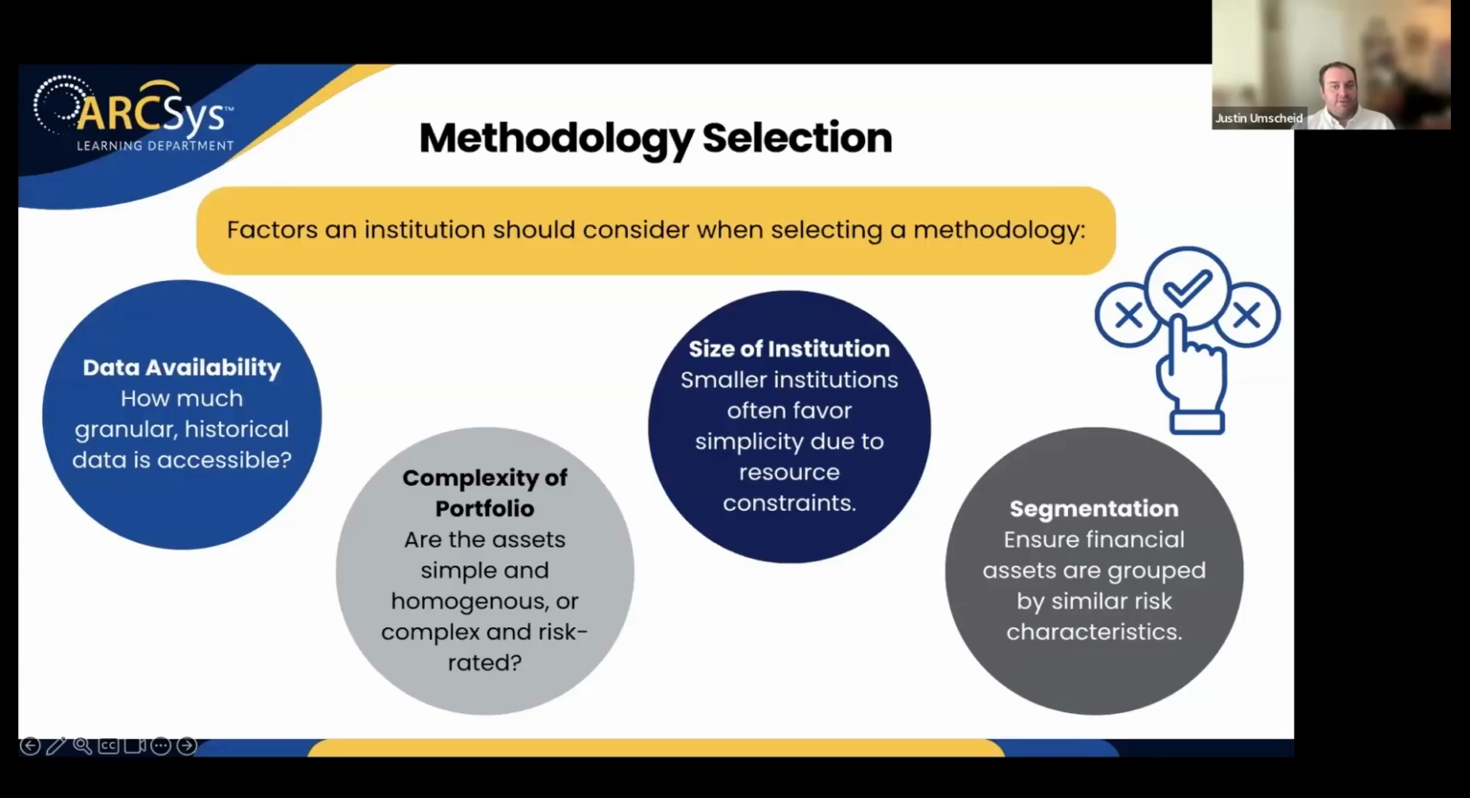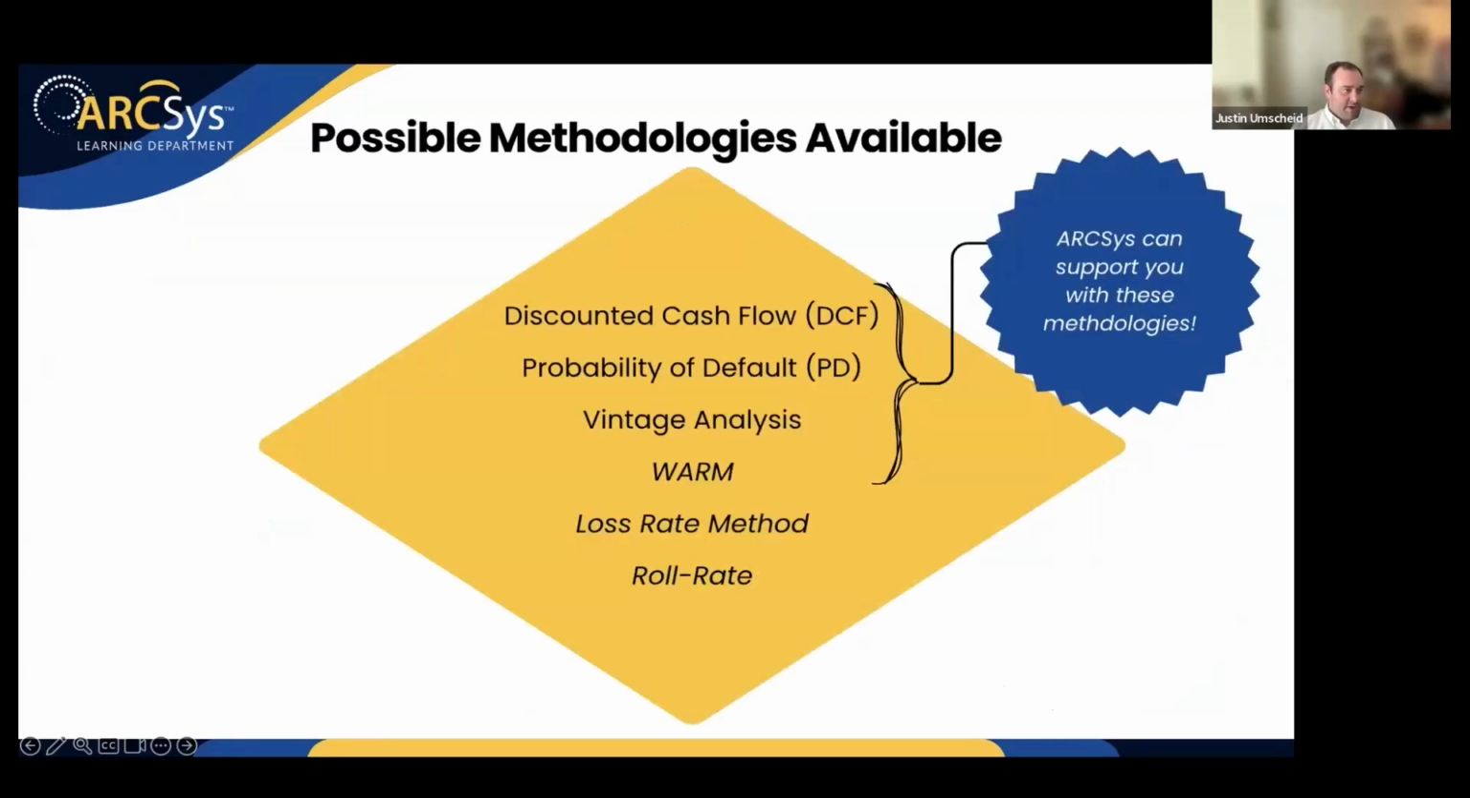Like I said, you don't have to use the exact same model for every loan pool that you have. So depending on your different pools, you may select a WARM model, for example, for a very simple pool, and a discounted cash flow model for a pool that's larger and maybe more complex. All right. So there's a bunch of different methodologies, right? The CECL standard didn't say you have to use this specific methodology. Now, they gave us a few examples of methodologies that you could use. What we have here are the most commonly used models, whether you're with ARCSys or with another solution.